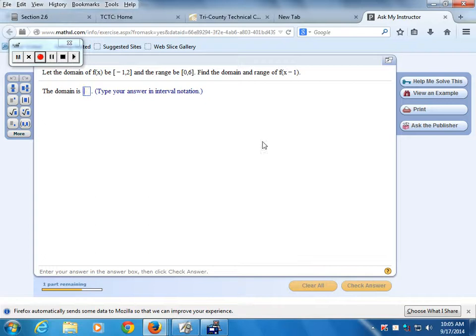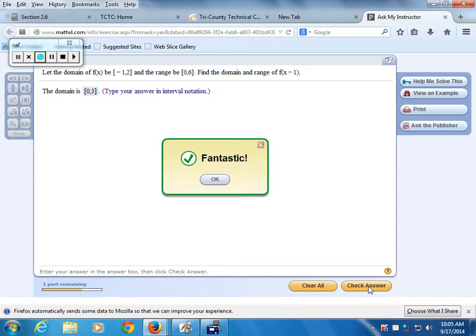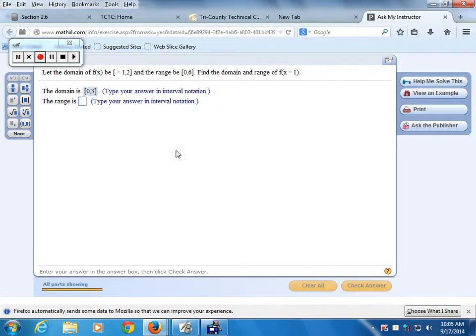Your range is not going to change because there's no vertical shift. So the domain is 0, comma, 3. Check answer. There you go. The range is the same, 0, 6.